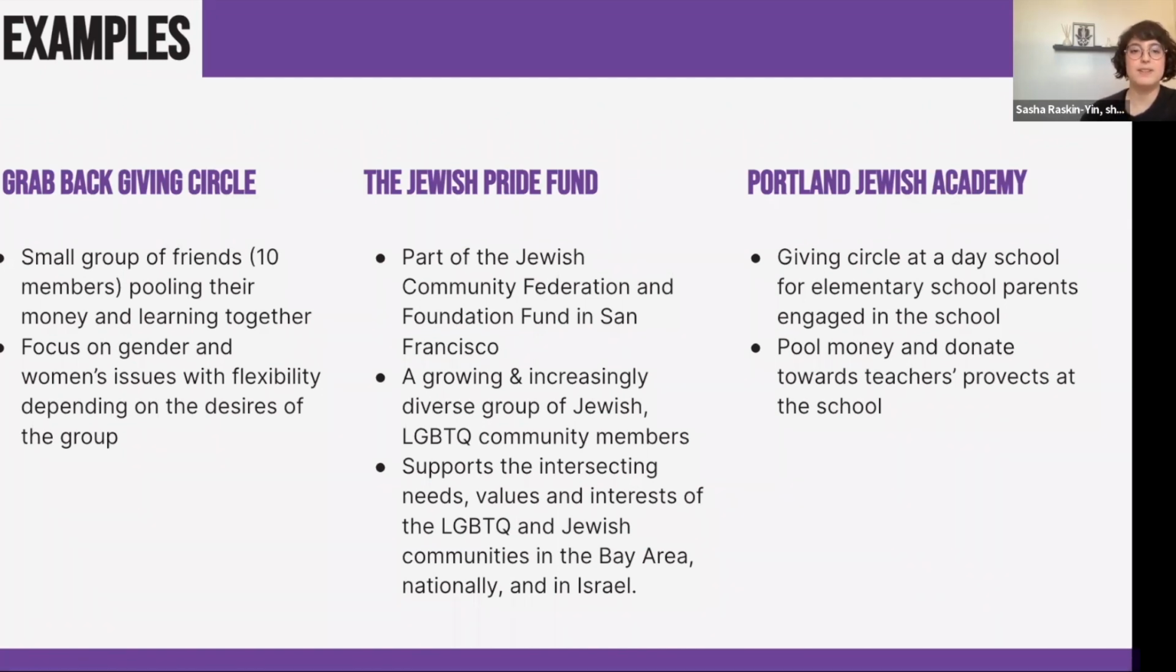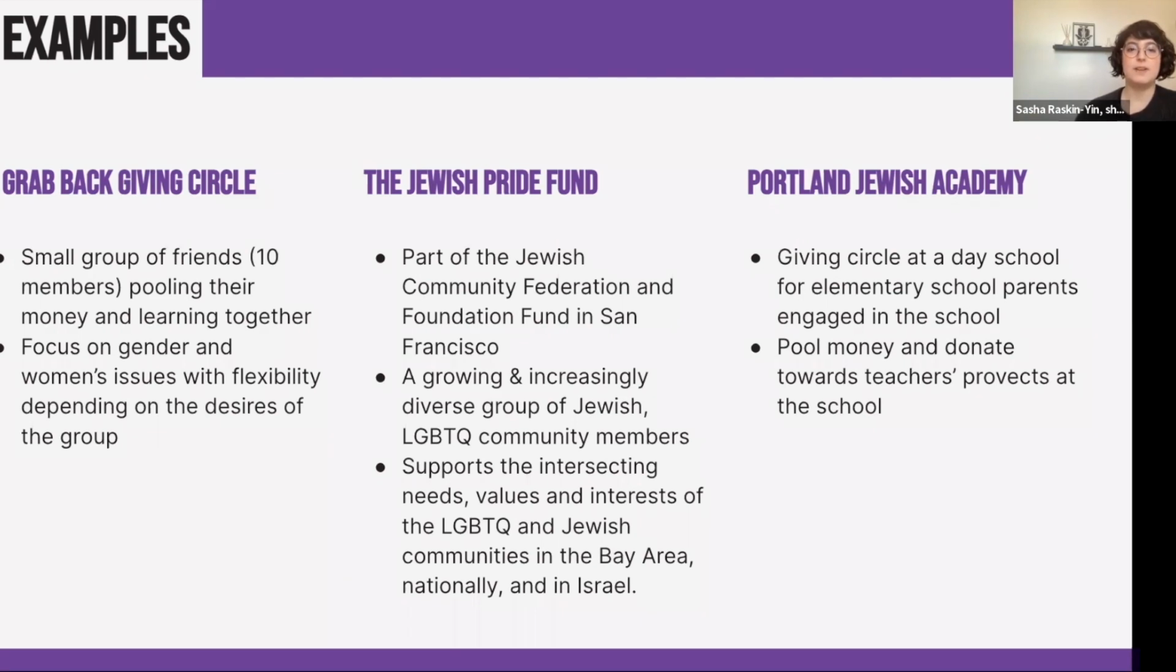We'll be returning to these giving circles throughout the Quick Start and using them as models for each decision-making point you'll make along the way. For now, I want to point out the specificity of each giving circle in its goals and design. So the first is a giving circle based in New York City. It's Grab Back Giving Circle, which is an independent group of friends focused on gender and women's issues.